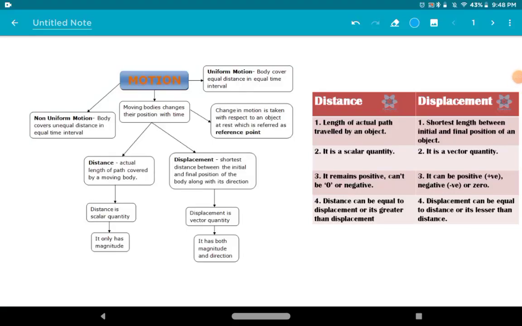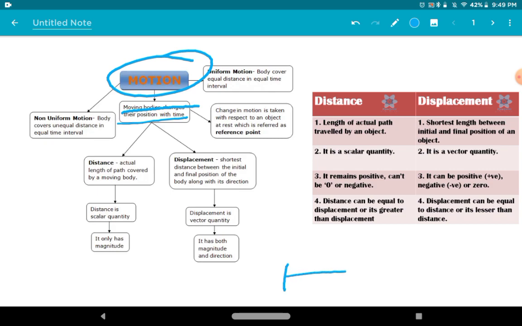Today we are going to do the recap of the chapter Motion. In this chapter, we are going to do the whole recap. We will start by looking at the definition of motion. So what is the definition of motion? The definition of motion is that moving bodies change their position with time.